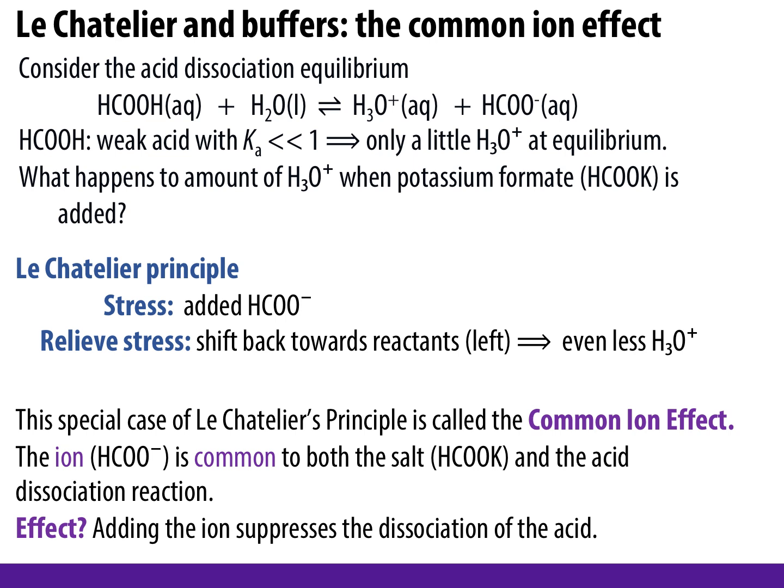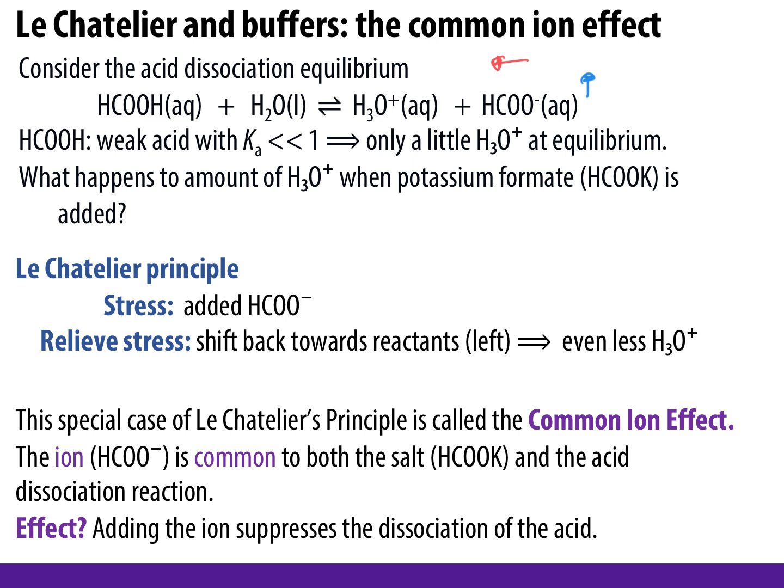So what the common ion effect is referring to is how H3O plus is going to change when we add potassium formate. So let's say we establish an equilibrium with just the weak acid. Now we add potassium formate. The stress is increased HCOO minus. That causes a shift back to the left.